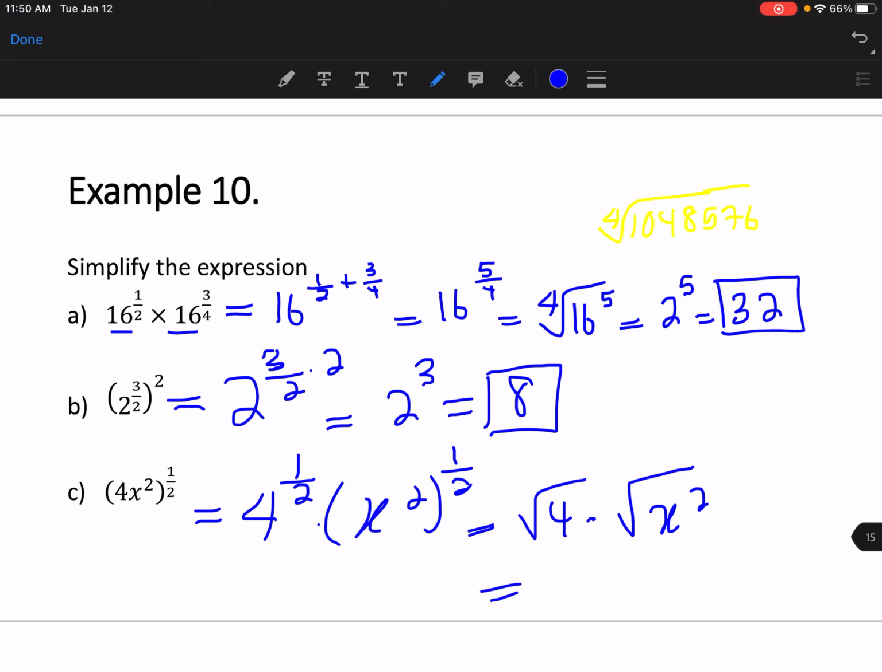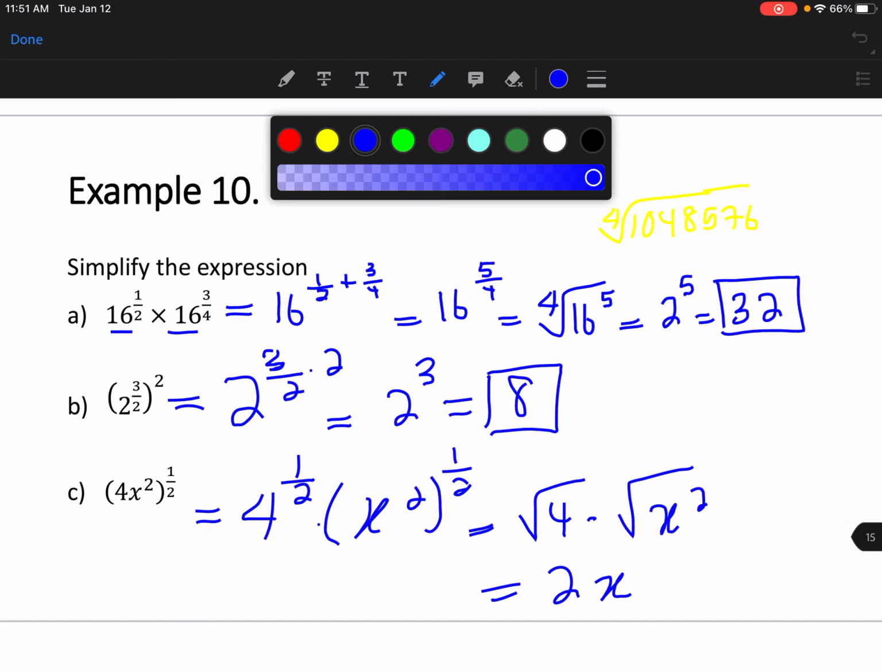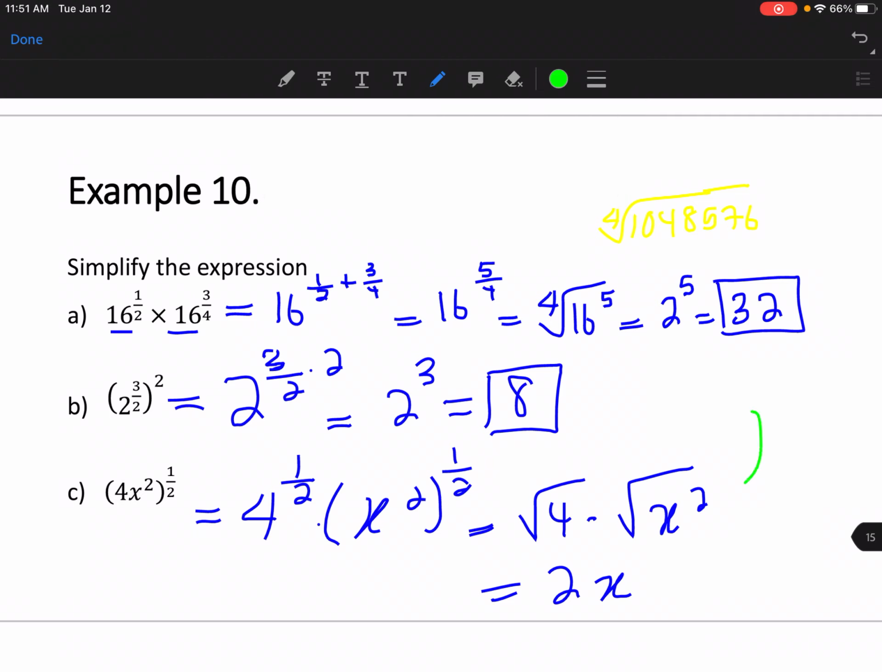What is the square root of 4? That is 2. The square root of x squared is x. When I have a square root of x squared, this is the same as x to the 1/2 times 2, which is equal to x also. So 2x is my answer for that.